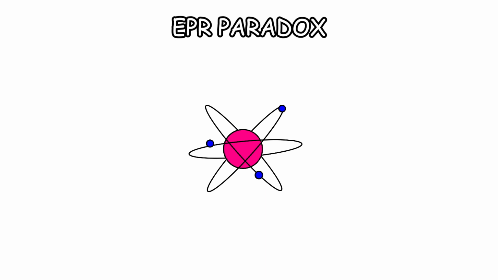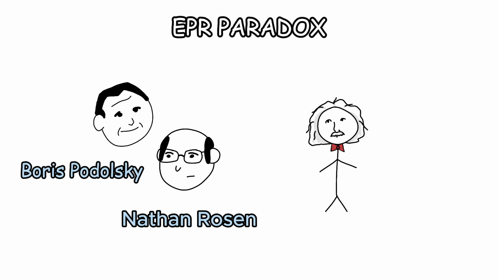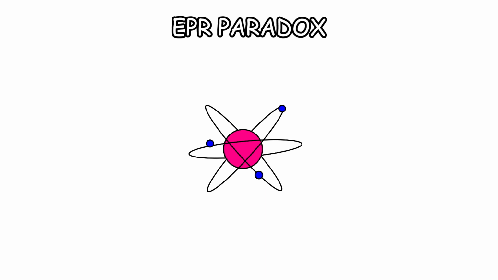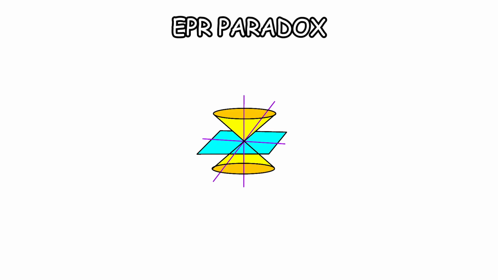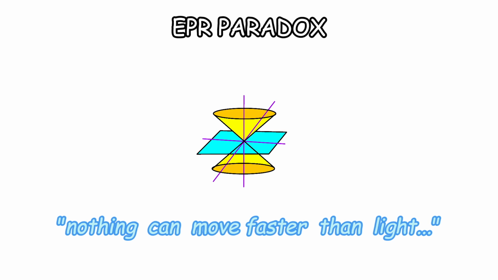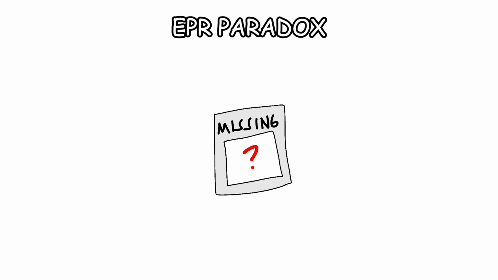rockets. EPR paradox. In collaboration with Boris Podolsky and Nathan Rosen, Einstein formulated the Einstein-Podolsky-Rosen paradox in 1935. The paradox revolves around the concept of quantum entanglement, where two or more particles become correlated in such a way that the state of one particle instantly influences the state of another, regardless of the distance between them. This idea appeared to contradict Einstein's theory of relativity, which says nothing can move faster than light. This paradox made a lot of people question if quantum mechanics was missing something important.